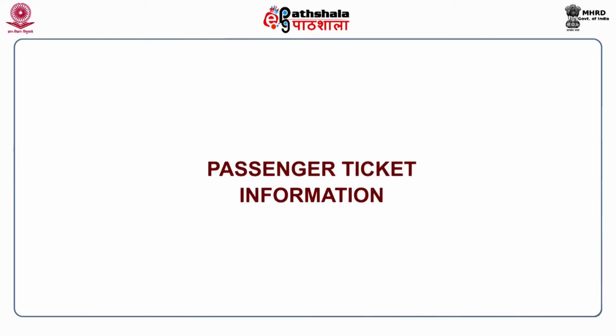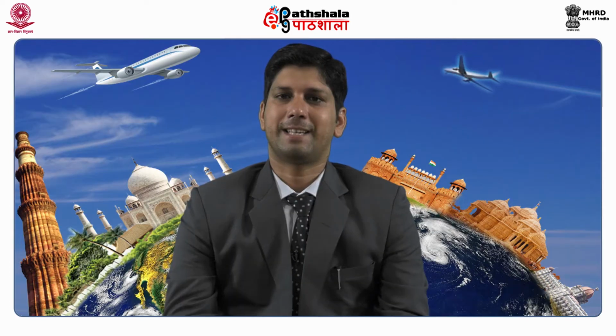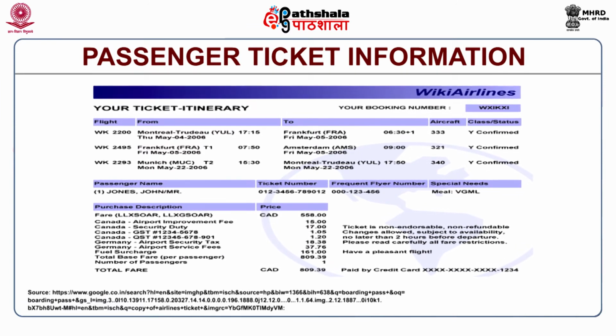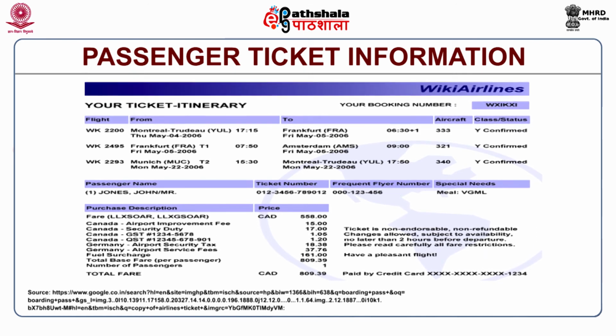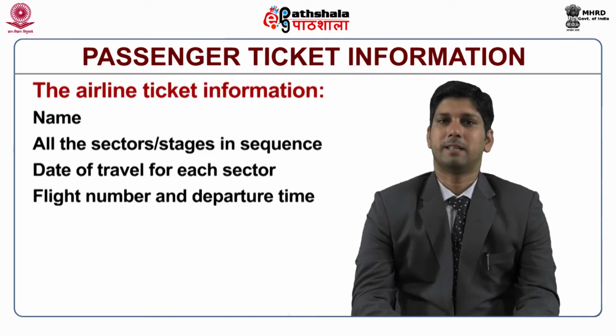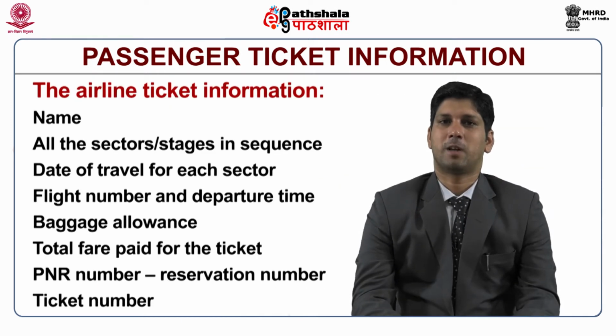Let us now discuss passenger ticket information. The airline ticket usually consists of the following information. It consists of the name of the passenger, all the sectors or stages in the sequence to a maximum of 4 to 5 flown by the passenger, date of the travel for each sector, flight number and departure time of the flight, baggage allowance, total fare which has been paid for the ticket, PNR number which is also known as reservation number or passenger name record, and ticket number.